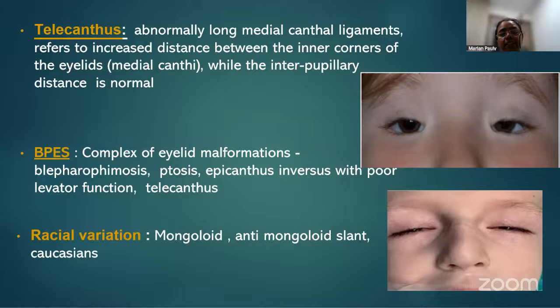So can they determine the slant of the eyelid? There are various racial variations. Mongoloid, anti-mongoloid slant can be seen.